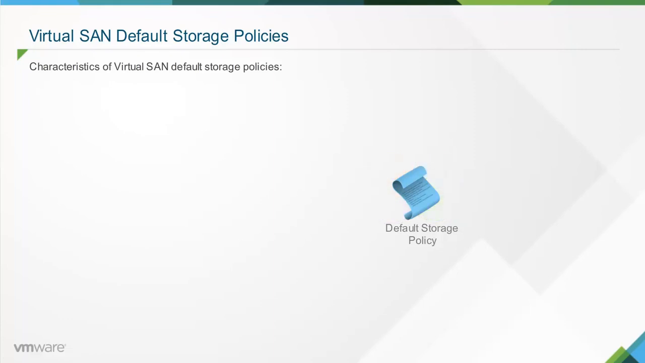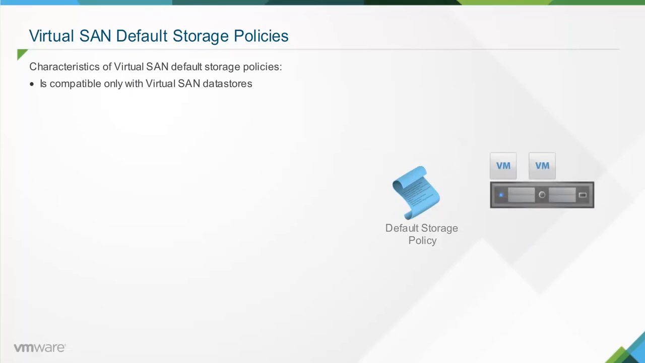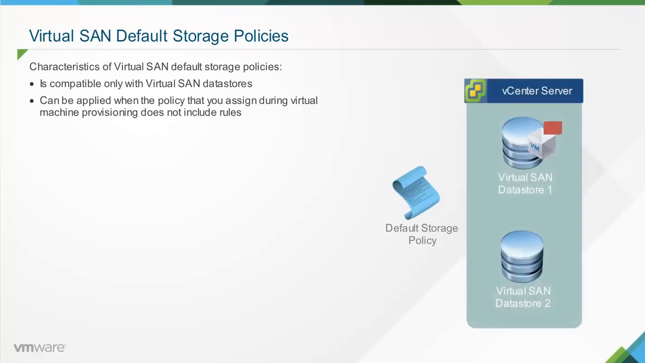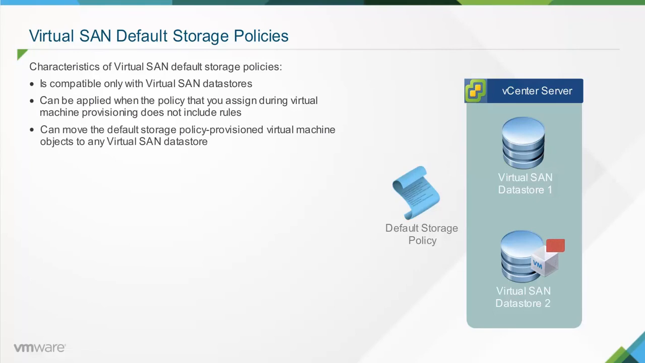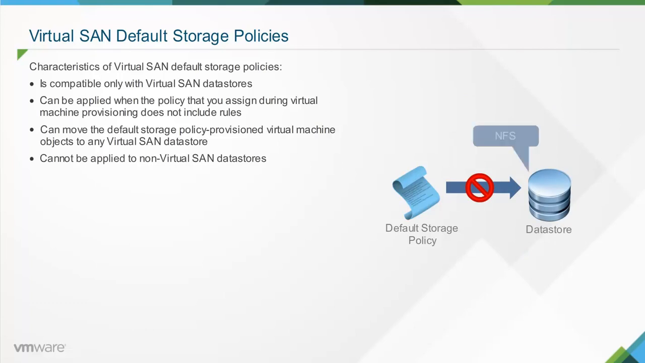The Virtual SAN default storage policy is compatible only with Virtual SAN data stores. The default storage policy is applied when the policy that you assign during virtual machine provisioning does not include rules specific to Virtual SAN. Because the default virtual machine storage policy is compatible with any Virtual SAN data store in the vCenter server, you can move your virtual machine objects provisioned with the default storage policy to any Virtual SAN data store in the vCenter server. You cannot apply the default storage policy to non-Virtual SAN data stores, such as NFS or a VMFS data store.